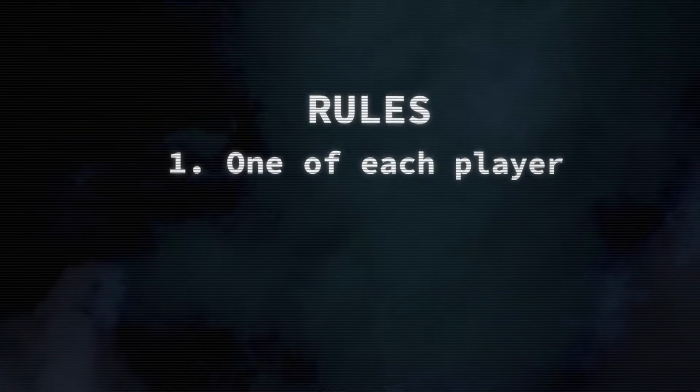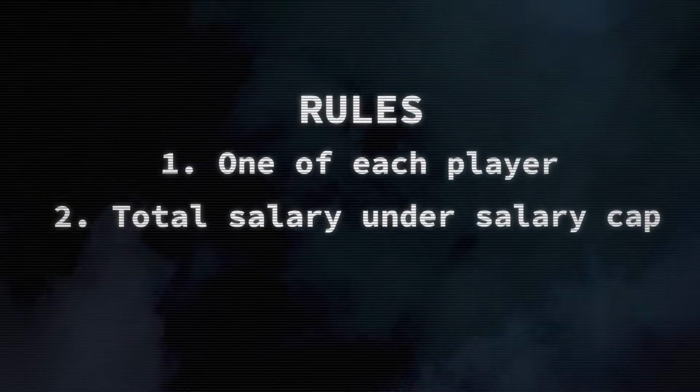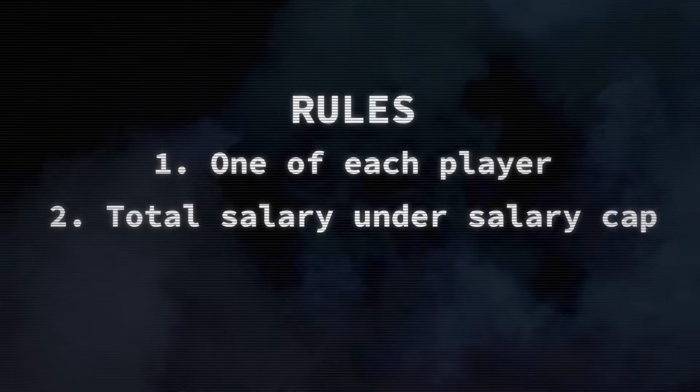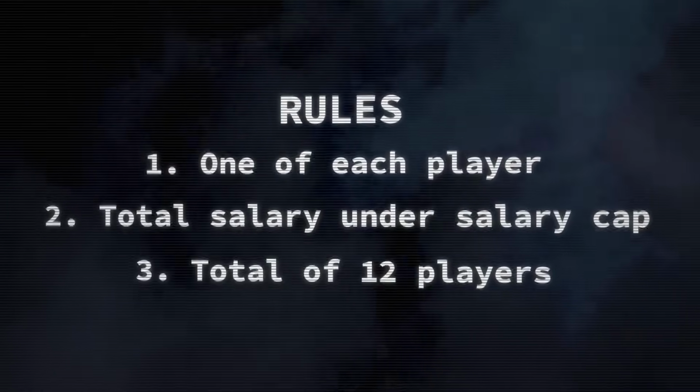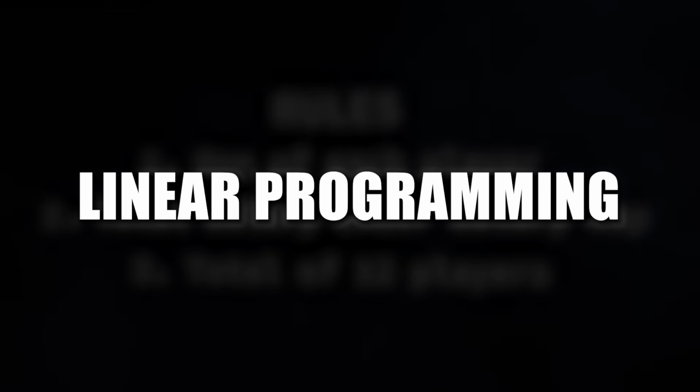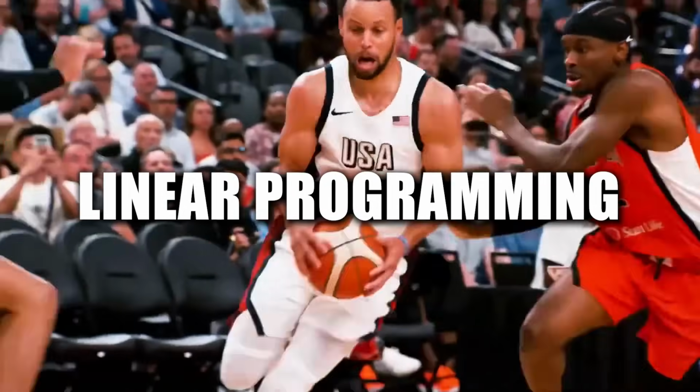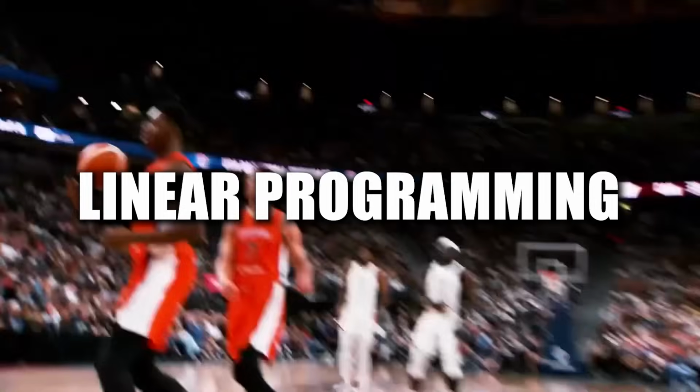Only one of each player, the total salary of all players must be under the NBA salary cap, and the team must have exactly 12 players. To find the best possible team with those restrictions, we will use linear programming. But before applying that to basketball, I'll explain it with a simpler example.